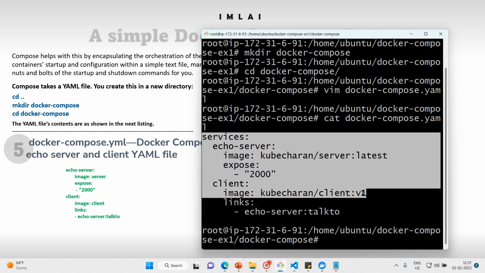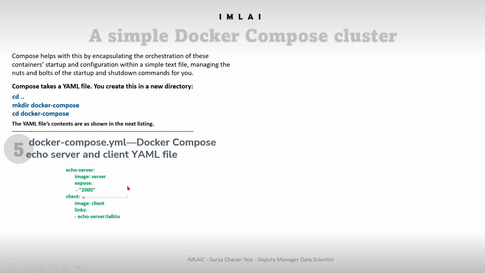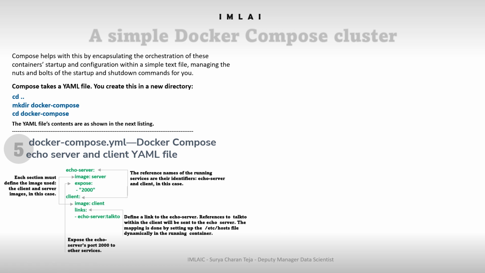This is our docker compose file with two services. If you see here, we have two sections. The first section, the reference names of the running services, are their identifiers. One is echo server and the other is client. These are the identifiers in this example. Then we have two images that we have mentioned separately. Each section must define the image used, or alternatively you can build an image from a Dockerfile. If you want to build it, you have to mention build and then the Dockerfile directory.